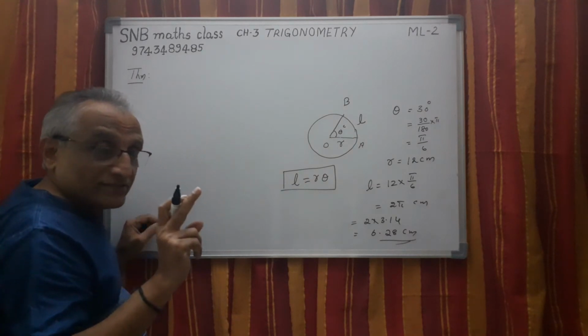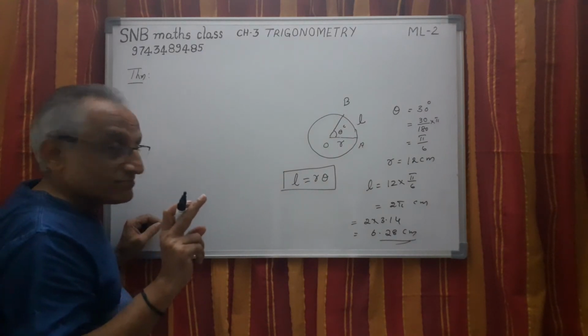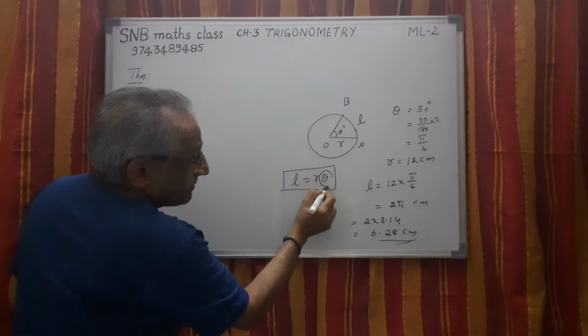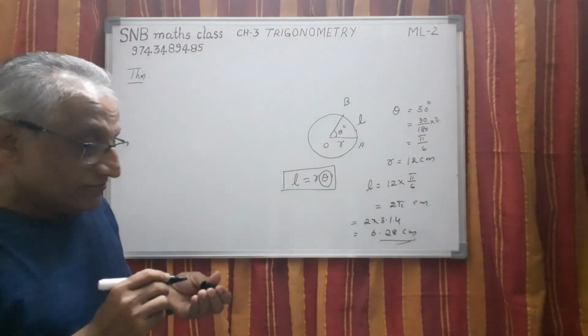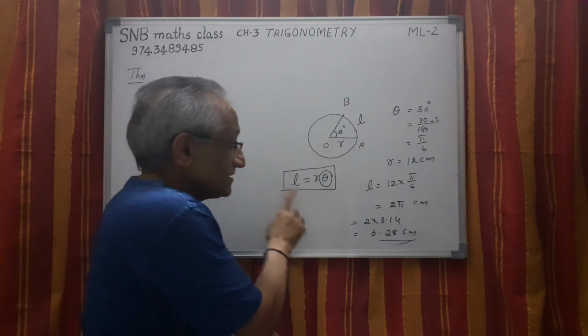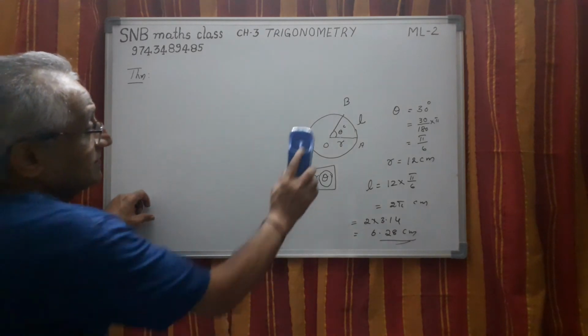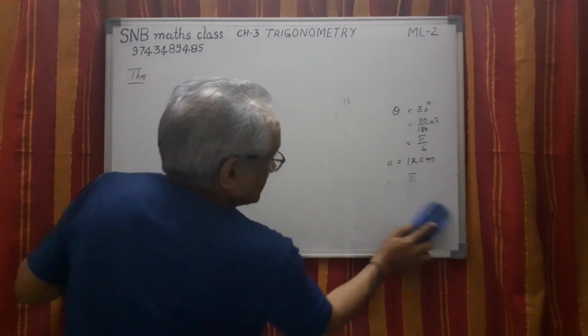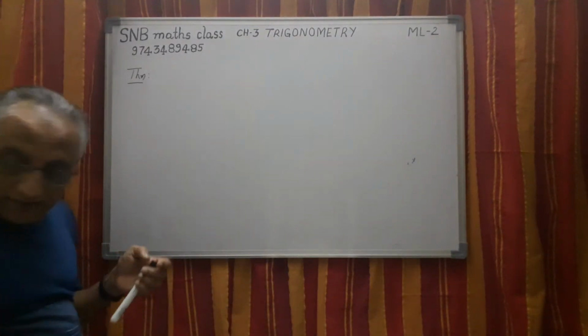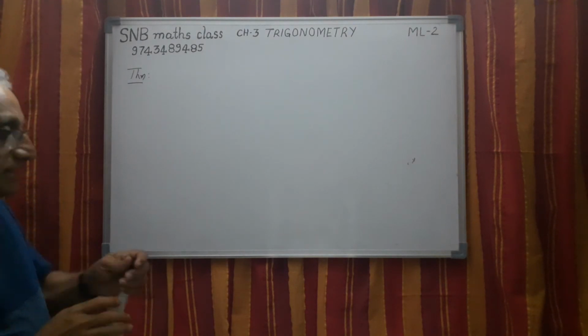I am repeating once again because normally students commit this mistake. Theta should always be expressed in terms of radian. Then only you should use this formula. So now let us take it as a theorem. So theorem number 2 is this. This is the second theorem in radian measure.